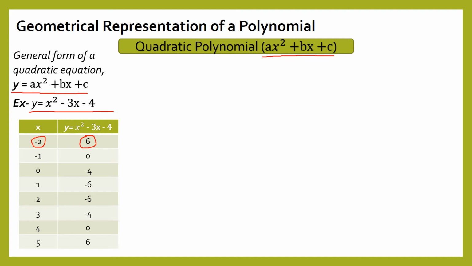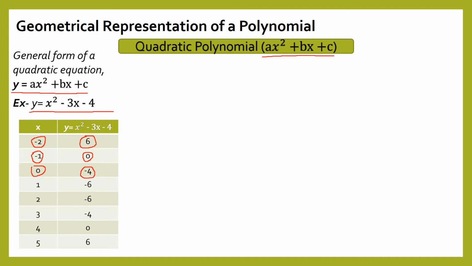We will do it for a number of values of x. Like for x equal to -1, we will get the value of y as 0. Similarly, for 0, we will get the value of y as -4. Thus we can get a number of coordinates which we can plot on a graph. Now, plotting a line which passes through all these points will draw a curve representing the equation x squared minus 3x minus 4.